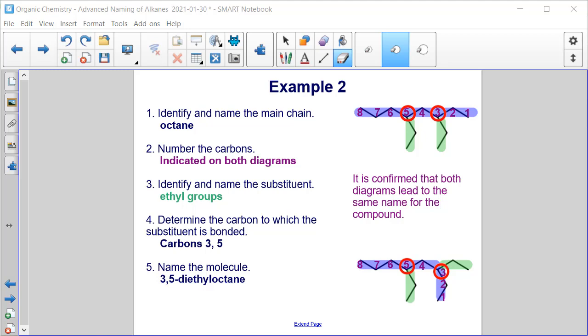All right, here's a summary of the work we did for this example, and the name of the molecule is confirmed as 3,5-diethyloctane. And it's the same for both of these compounds. So just demonstrating, it doesn't matter whether we start our numbering here to the left or down at the bottom and up and to the left. Again, the goal here is to just find the longest carbon chain and make sure we number it so that our substituent groups have the lowest numbers possible. If we do that, we'll get the right name every time.